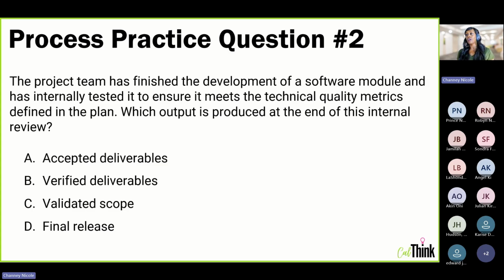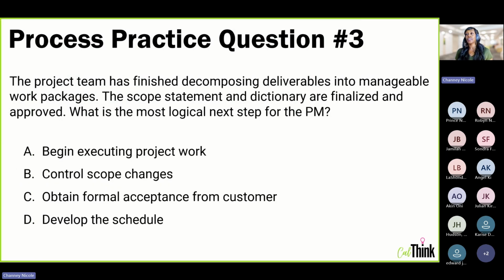Let's go on to our final question, number 3. The project team has finished decomposing deliverables into manageable work packages. The scope statement and dictionary are finalized and approved. What is the most logical next step for the PM? So should he or she begin executing, control scope, obtain formal acceptance, or develop the schedule? Which one would come next using our PMI mindset?